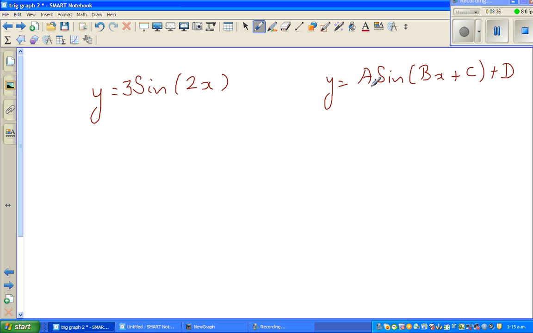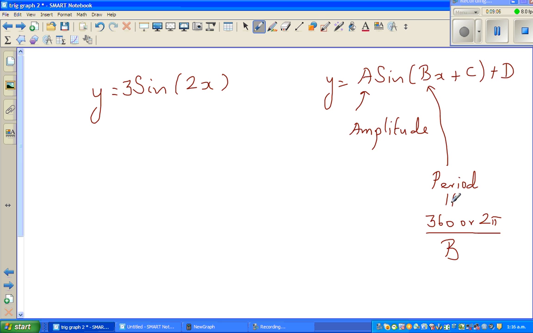So each number has a meaning. This number tells you the amplitude. A stands for amplitude. Now from B you can decide the period. B is not the period, but there's a formula. Period is equal to 360 or 2 pi divided by B. This is a very good formula. C tells you whether the graph goes to the right or left. I'll come to that later. That's a bit tricky. And this tells me whether the graph goes up or down.